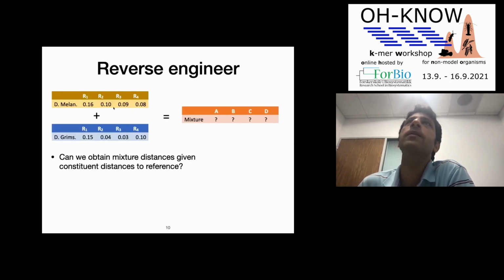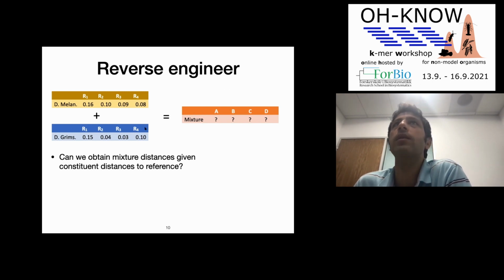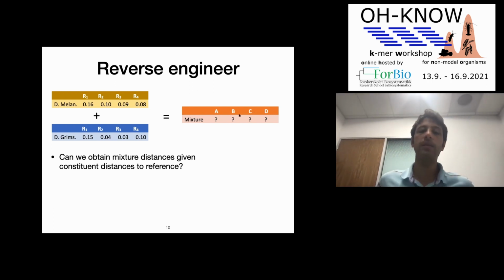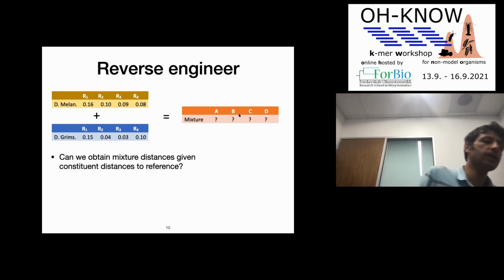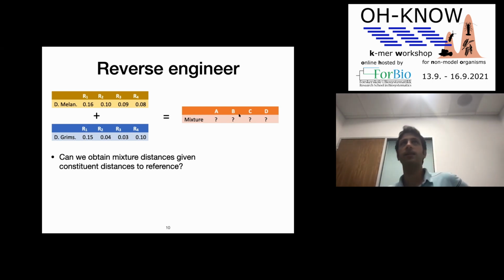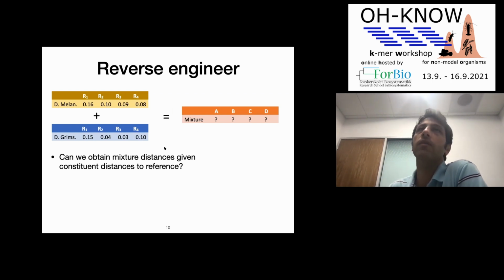These kinds of problems are best handled if you reverse engineer them. So we first try to figure out the opposite problem: if you have two species, you know their distances to all their references. Can I predict what would be the distance of the mixture to all the references? Can I solve this problem? This is actually an easier problem than the reverse problem. That's why we call it reverse engineering. This is a simple problem to solve, and that problem we were able to solve.